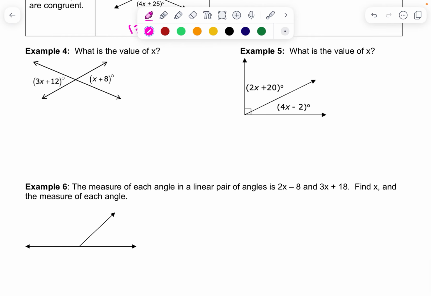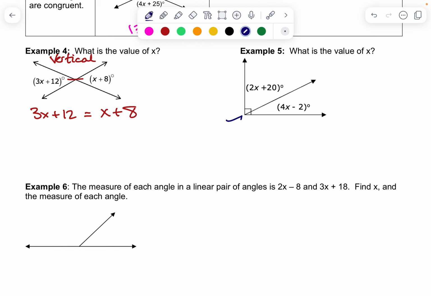These last 4, we're just using those principles to set up equations. So I'm not going to solve these for you, but I will help you set them up. These angles are vertical, which means they are congruent. Congruent means that they are equal to one another. So I can set up an equation like this to solve.